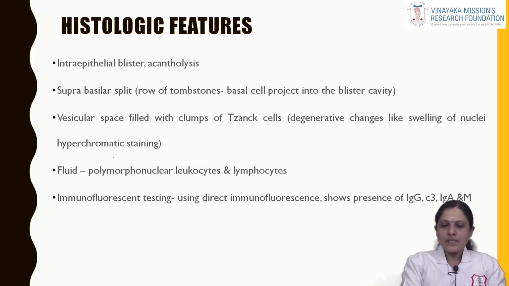The vesicle space is filled with clumps of Tzanck cells, which are also known as degenerative cells, or swelling of nuclei with hyperchromatic staining can be seen. The fluid usually is filled with polymorphonuclear leukocytes and lymphocytes. Immunofluorescent testing can be used, which under direct immunofluorescence shows the presence of IgG, C3, IgA and IgM.